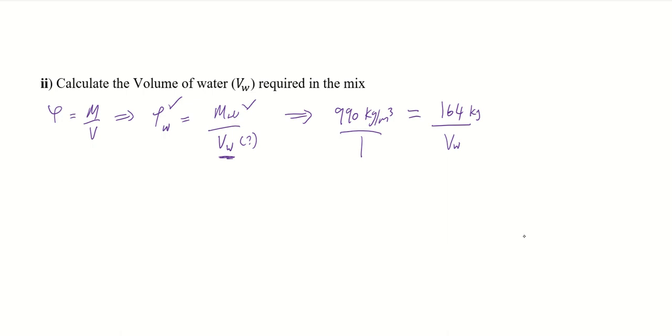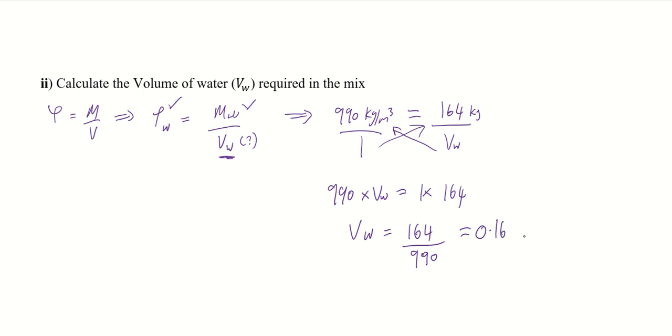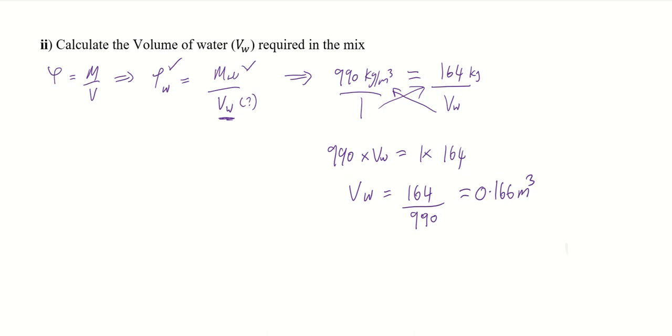Again, we need to cross multiply, so that the 1 goes to one side and VW to the other side, and what we do end up with is 990 multiplied by VW, that's equal to 1 multiplied by 164. So VW is equal to 164 divided by 990, and you should be getting 0.166 meters cubed. So that's the volume of water that we need in our mix.